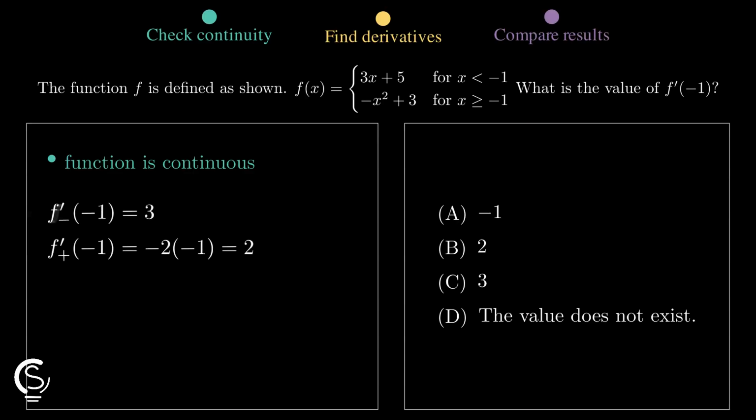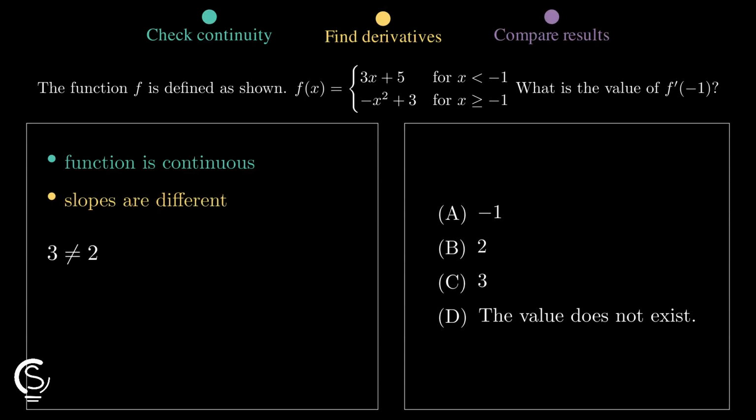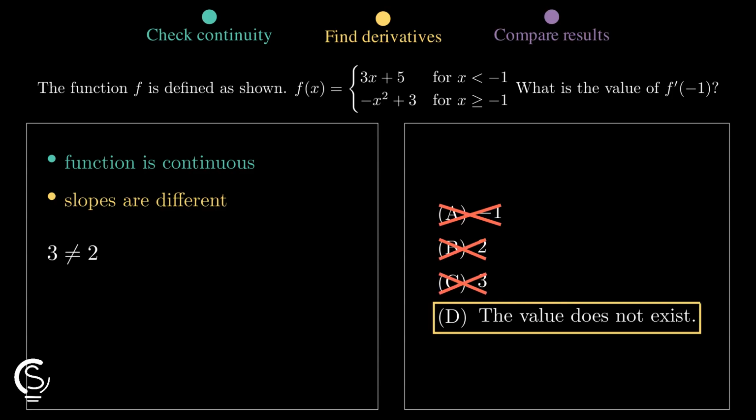Since the left-hand derivative does not equal the right-hand derivative, the derivative at -1 does not exist. That makes option D our final winner for this math problem.